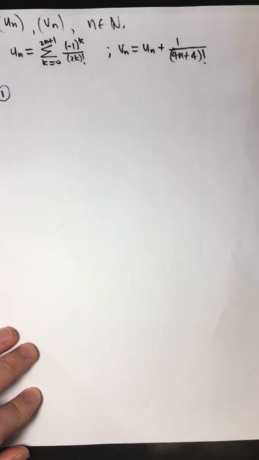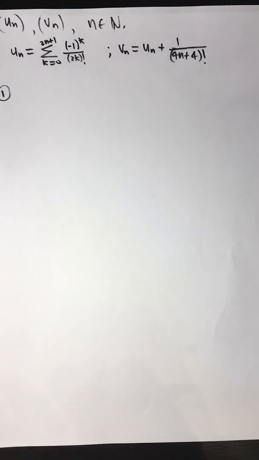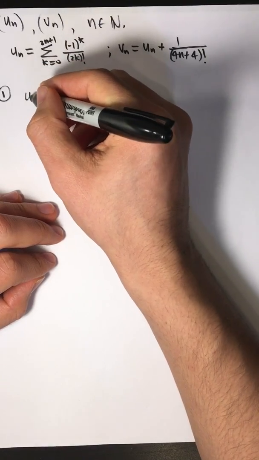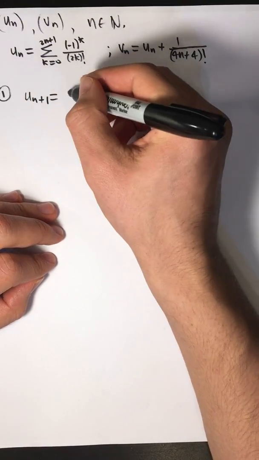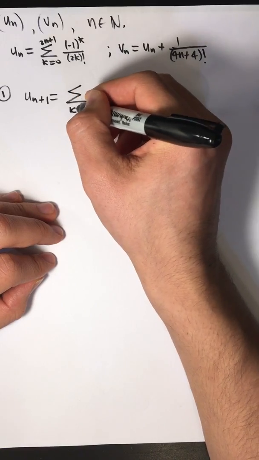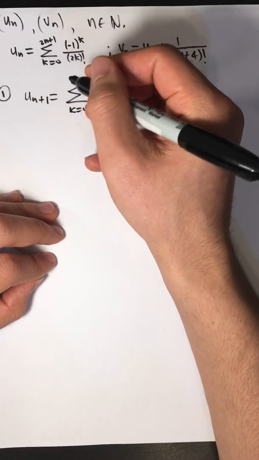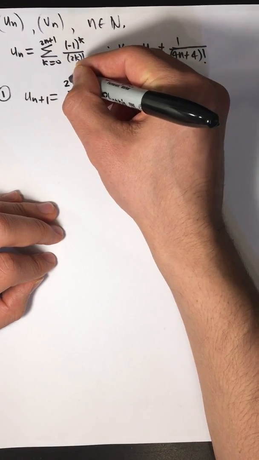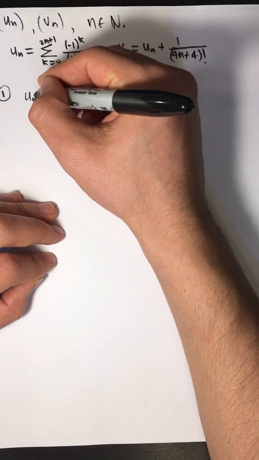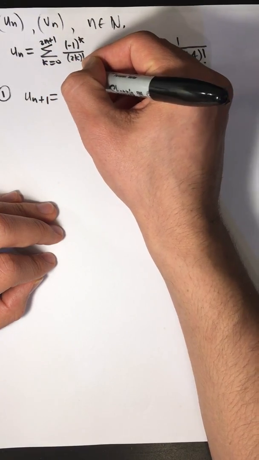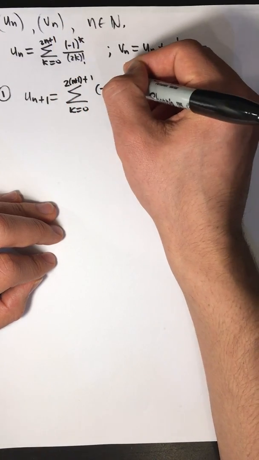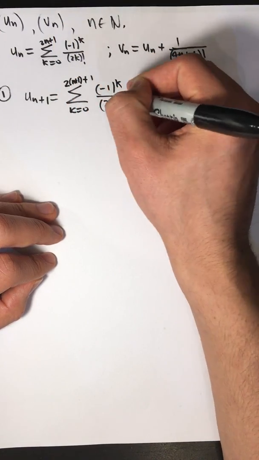Next, I'm going to use the marker. So we have this sequence. First, let me write Un plus 1. I want to teach you how to write Un plus 1. Because you have n plus 1, you need to write n plus 1 here, and then minus 1 to the k divided by 2k factorial, it's just there.